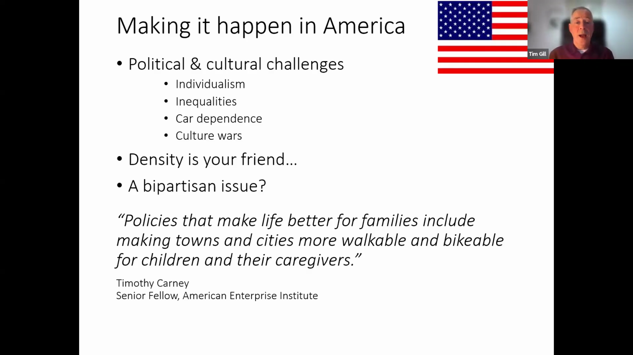Second point, density is your friend. I hope that comes out from a lot of what I've talked about. Remember, the popsicle test is a nice example. And finally, going back in a way to some of those cultural questions, I don't think this is a partisan issue. I think there are people on the right as well as on the left that are making the argument for more family-friendly and child-friendly cities. And you can see a quote there from someone who is involved with one of the more conservative think tanks on the American scene.